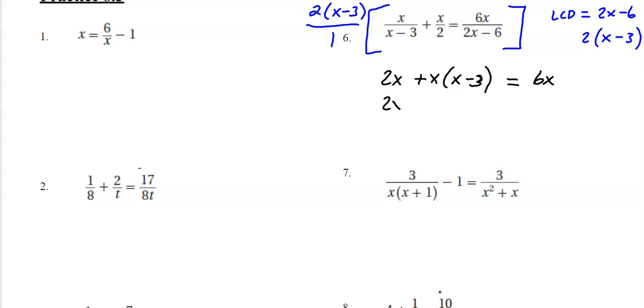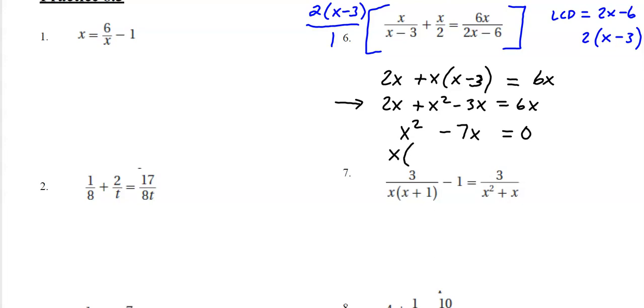Let's work this through. 2x plus x squared minus 3x equals 6x. I probably would have gone right to here and done that distributing in my head to not have to write it again, but no big deal. Let's set it equal to 0. I'm going to have x squared minus an x, move the 6x over, it's a minus 7x.